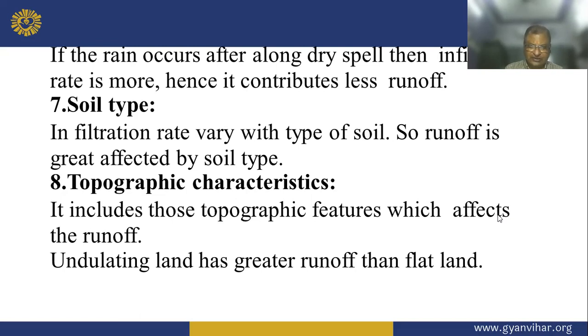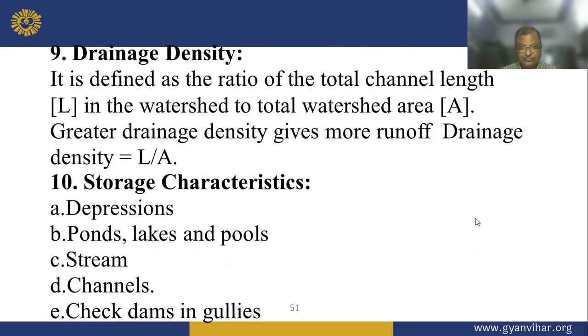And topographical characteristics include those topographic features which affect the runoff. So undulating land has greater runoff than flat land. And drainage density.